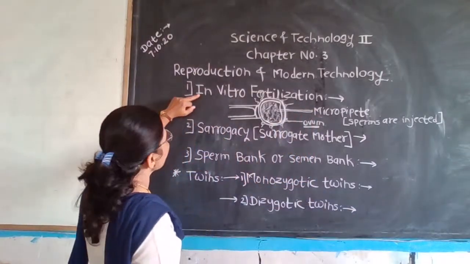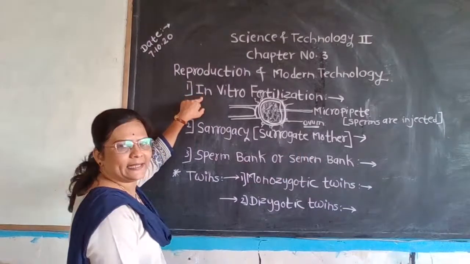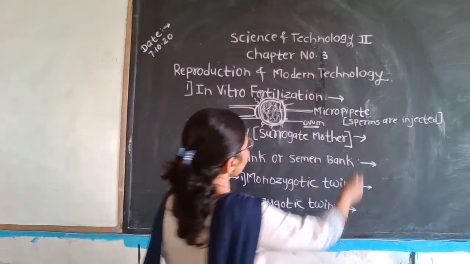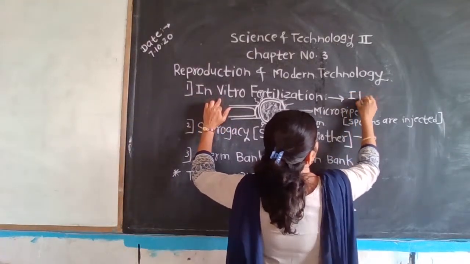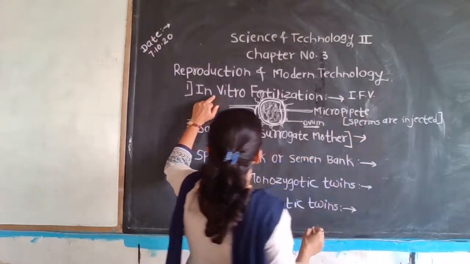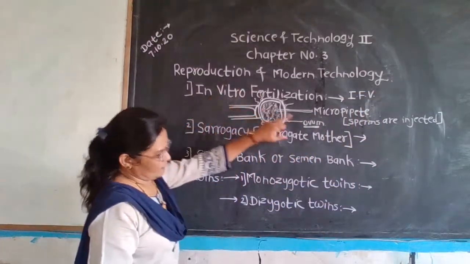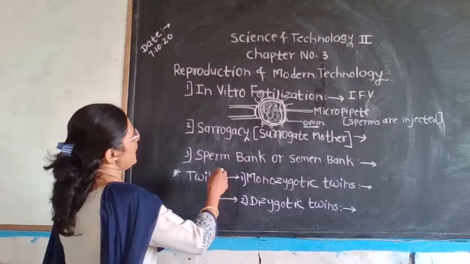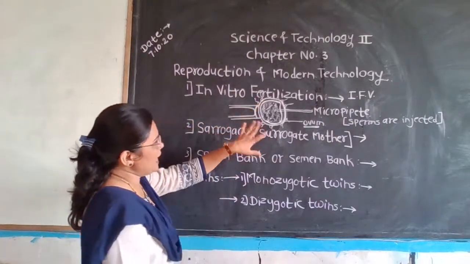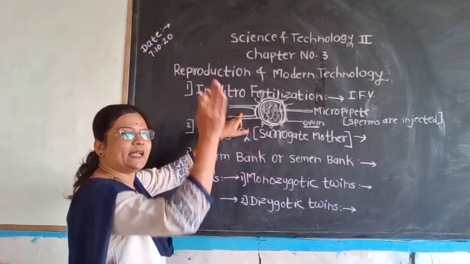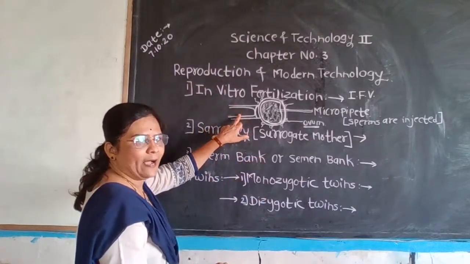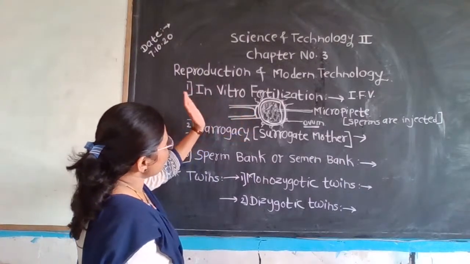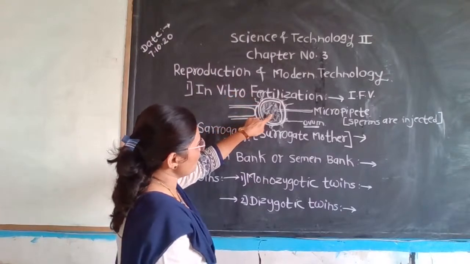The first modern advanced medical technology is in vitro technology, IVF. The abbreviation is IVF, and the long form of that is in vitro fertilization, that is fertilization inside the test tube. Look at the diagram. I have drawn the diagram here. Test tube. The fertilization takes place in a test tube.